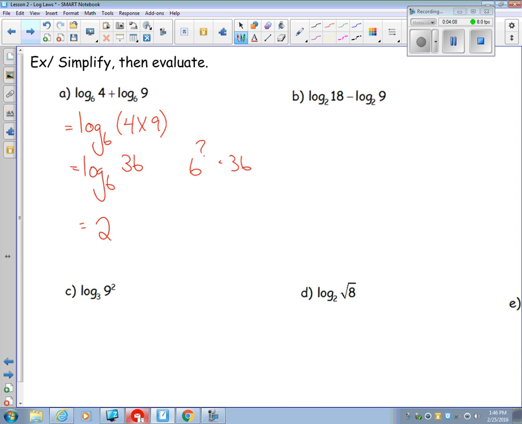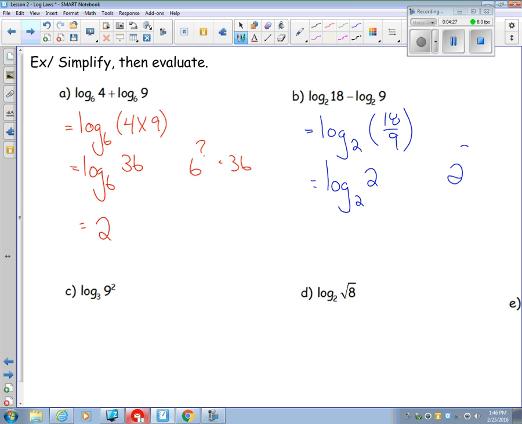Okay, let's try the next one. 2 to the power of something makes 18? Nope, can't do it. But I notice these 2 things have the same base and they're subtracting, which means I can do 18 over 9. And the order matters. The first one's going to go on top. And then 18 divided by 9 is 2.